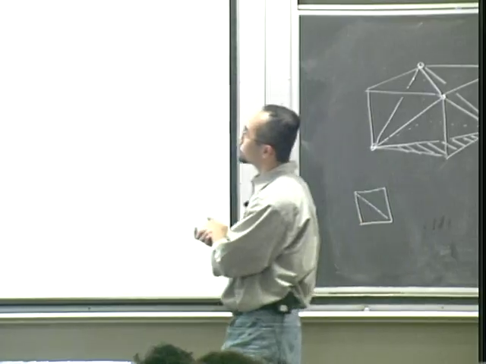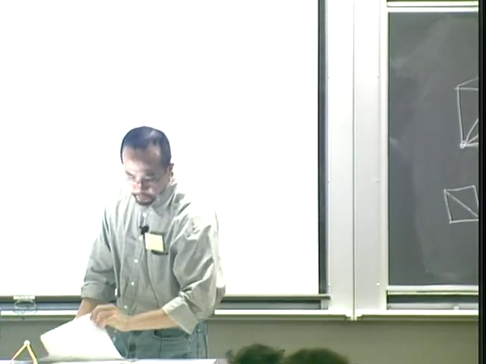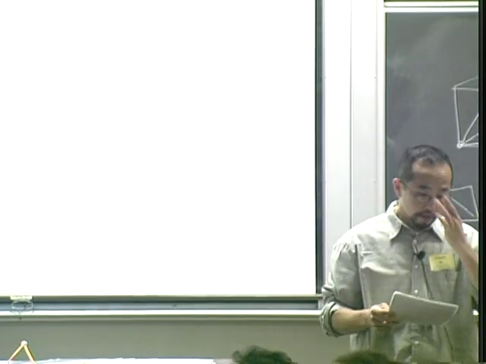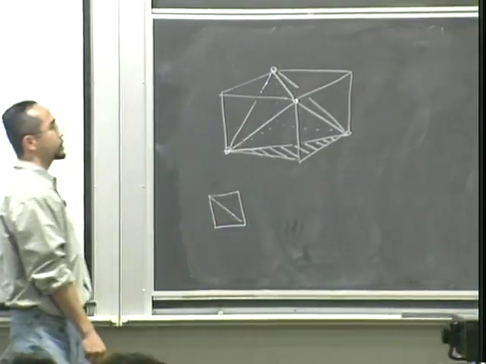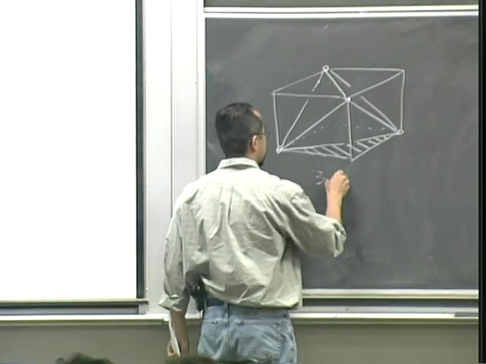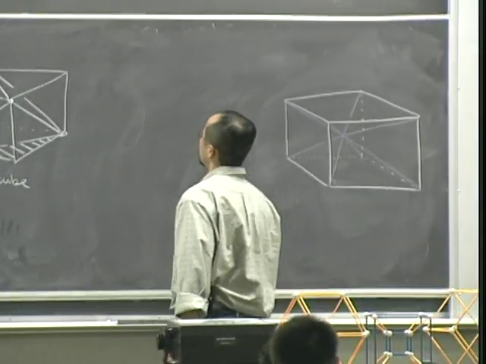I don't have this sketched on the slide, but I do have this sketched in the handout. Let me tell you about specific constructions for D cubes that are optimal. So this is the optimal minimal triangulation of the 3 cube. How would you go about constructing a minimal triangulation of the 4 cube?